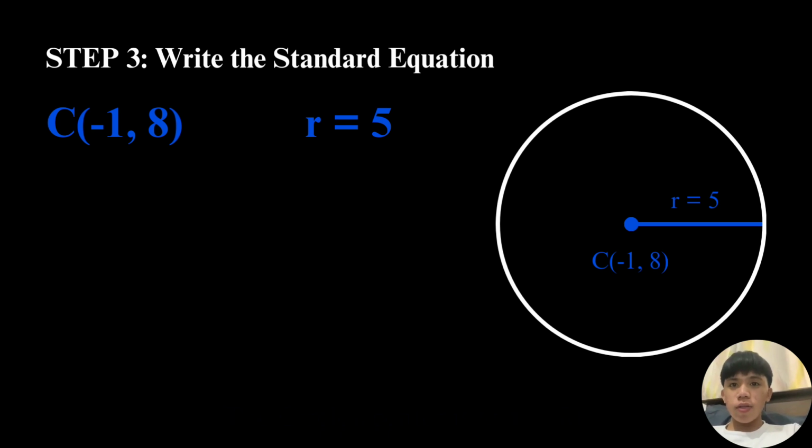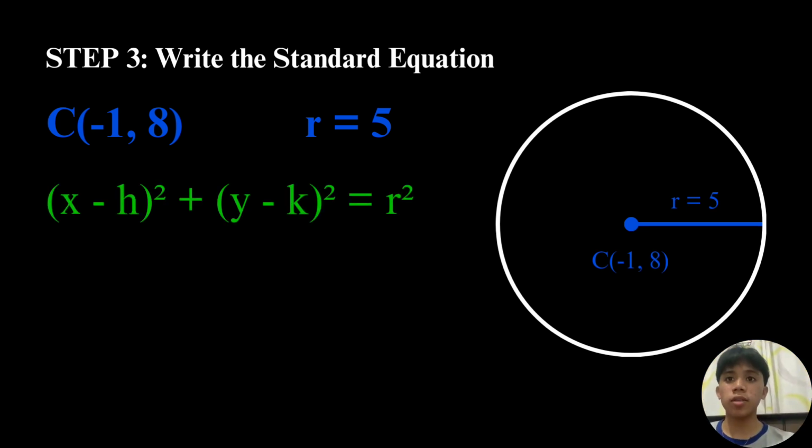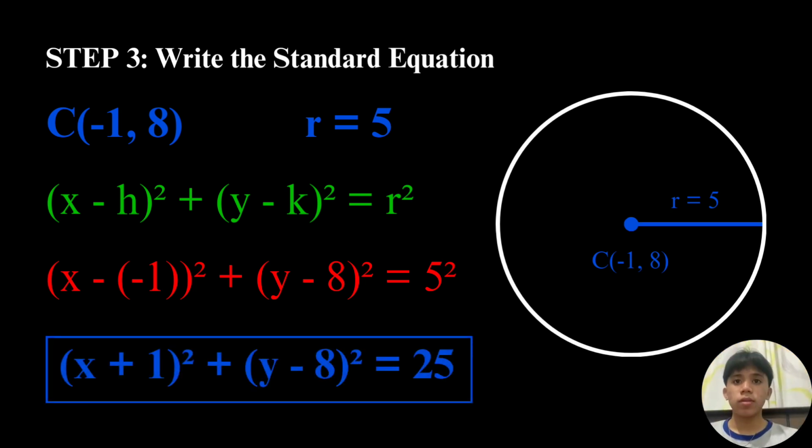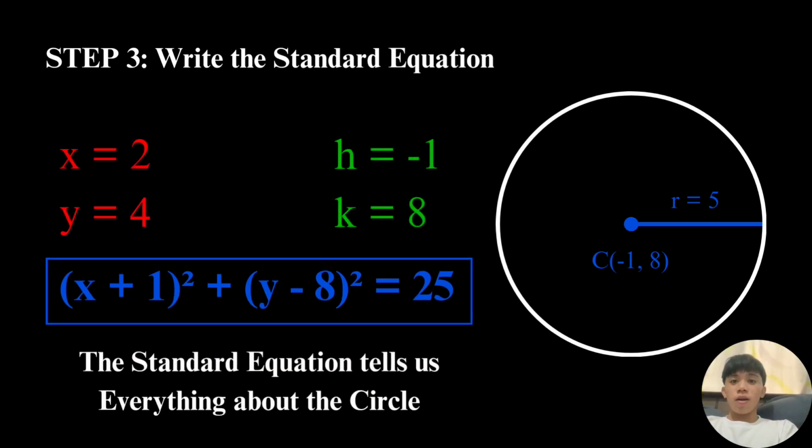Now that we have found its radius and center, we can turn to the last step, which is to turn the values into the standard equation. Let's first take the standard equation, which is (x - h)² + (y - k)² = r². We then substitute h and k with the circle center, which results in (x - -1)² + (y - 8)² = 5². Then we simplify to get the final answer: (x + 1)² + (y - 8)² = 25. We now see that we have turned our initial variables into its standard equation.